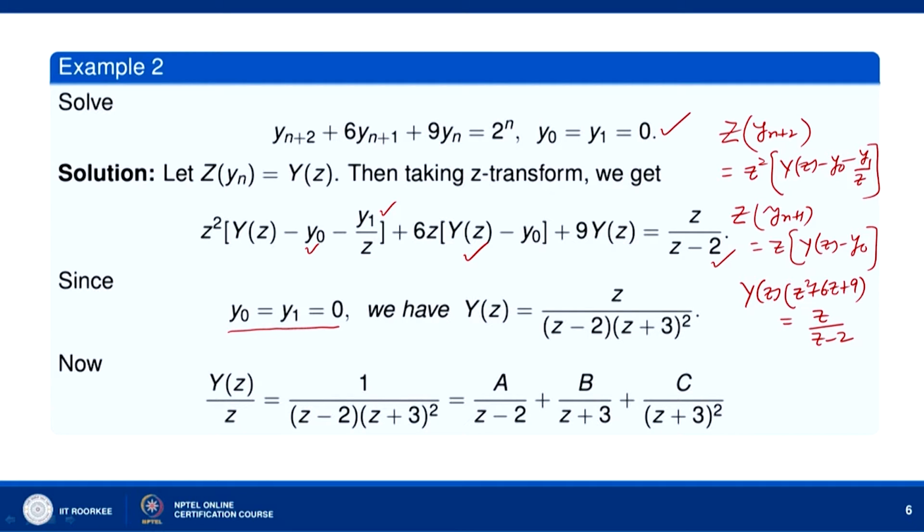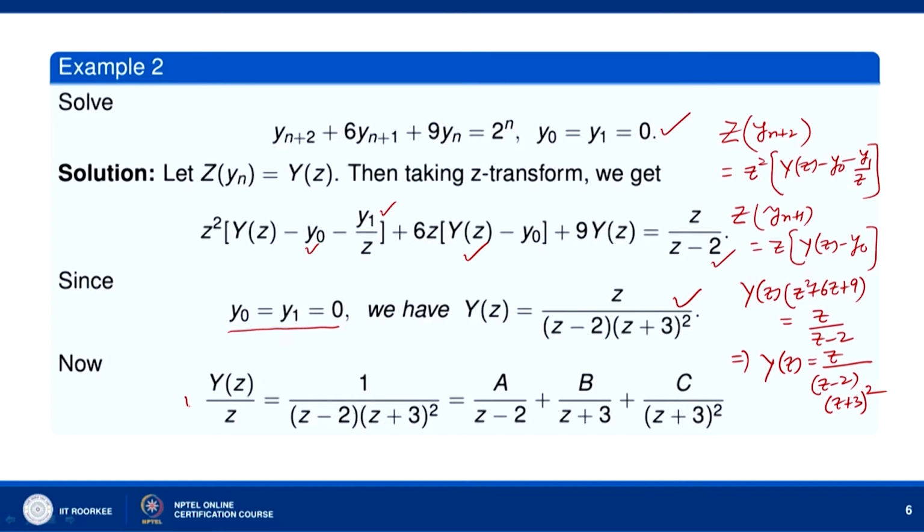z square plus 6z plus 9 is (z plus 3) whole square. So, we get Y(z) equal to z over (z minus 2) into (z plus 3) whole square, okay, that is this. Now, as usual we have to consider Y(z) over z.